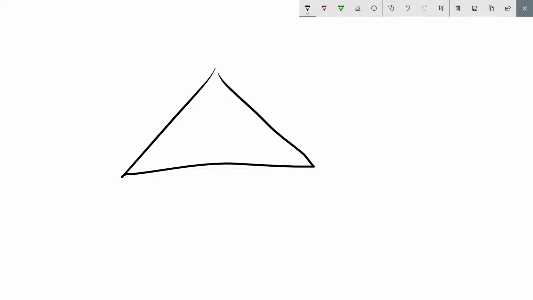Now, let's move on to something a little bit harder, a triangle. So let's say its height is 7 and its base is 4. All we have to do to work out the area is half base times height, or base times height over 2. They're all the same thing. They will give you the area.